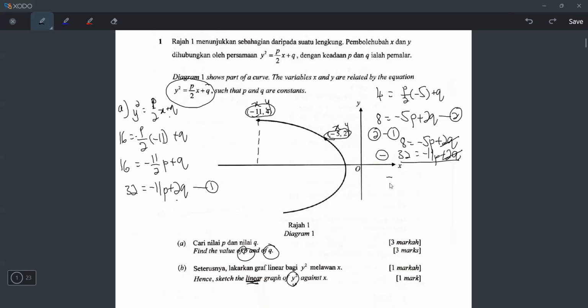So what's 8 minus 32? It will be negative something. Let's press 8 minus 32. Okay, negative 24. Hope you get the same. Negative 5 minus 11 is negative 5 plus 11, which is 6p. So you end up with p equals negative 4.